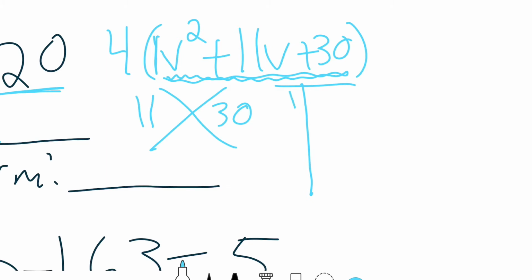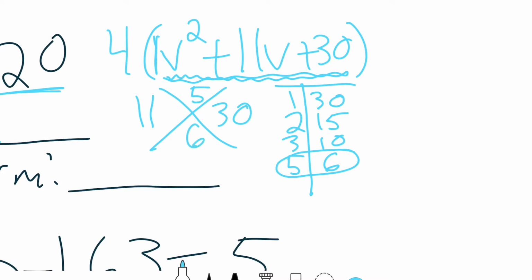Yes, we can. So 1 and 30 multiply together to give you 30, but don't add and subtract to give you 11, so you have to keep going. 2 and 15, 3 and 10, 4 can't go into 30 evenly, so we don't include it. 5 and 6. 5 and 6 do add and subtract to give you 11. This one we do not have to change them to become negative because 5 plus 6 is positive 11.